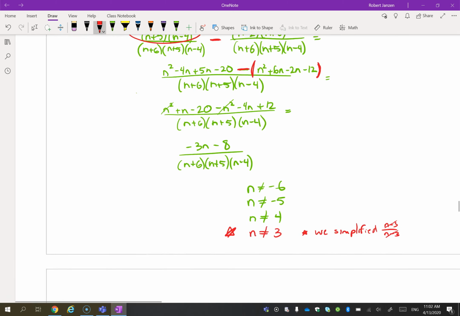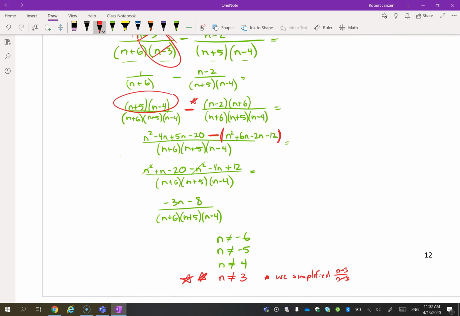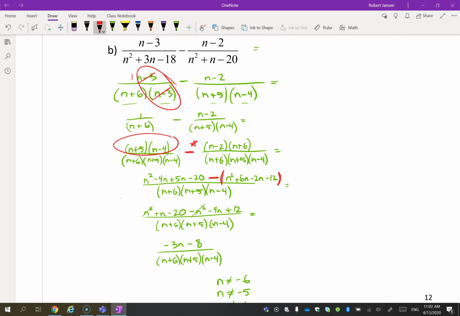So that question, pretty tricky. Here's one common error. This negative is another common error, and then this factoring out is another common error. So 3 sort of tricks in that question.